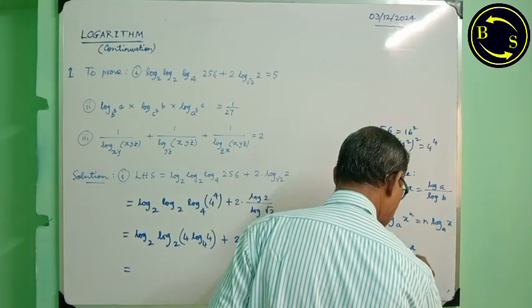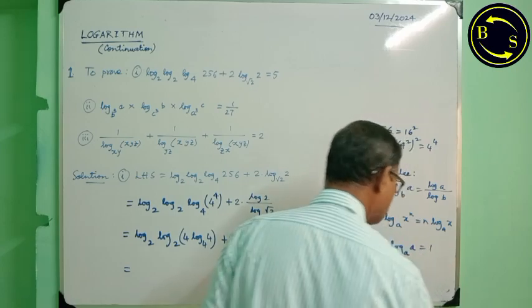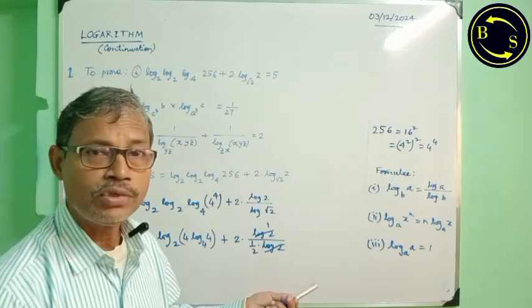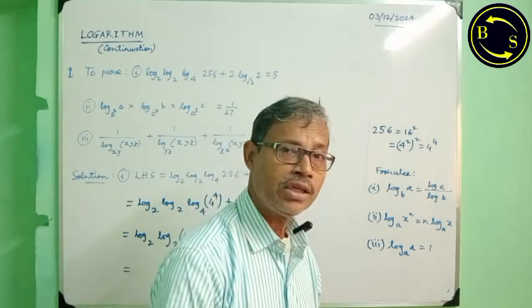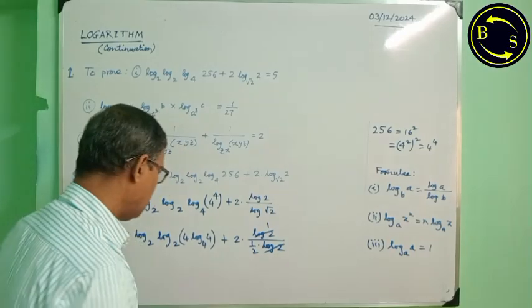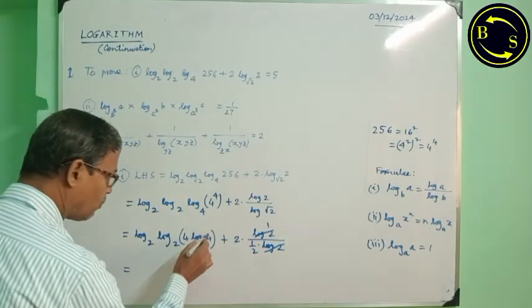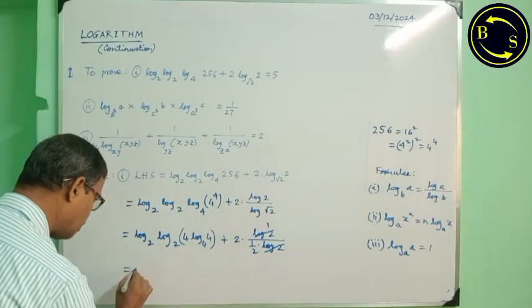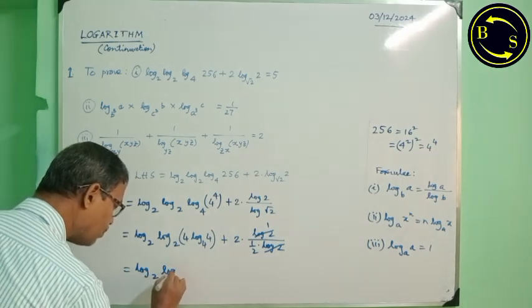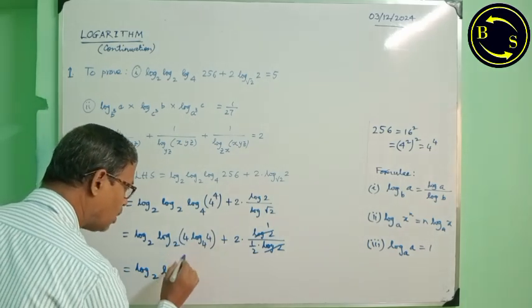Log a to the base a is 1. Already we have proved this, and one thing you must remember: these results. Therefore, log 4 to the base 4 will be 1. Finally, we get here 4 into 1, that is 4.